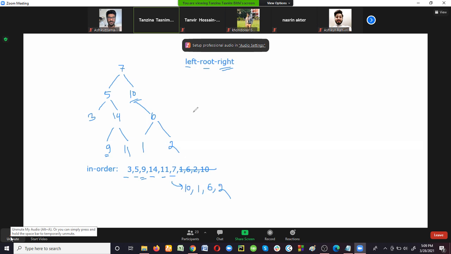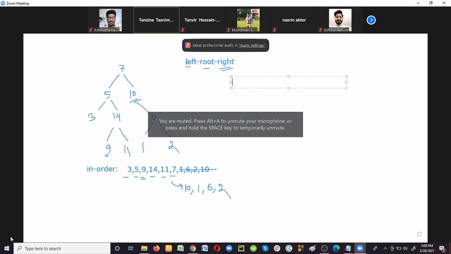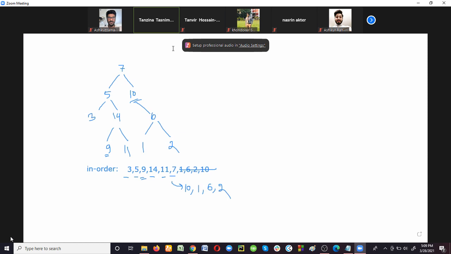So at first traverse the left subtree, then the root node, and then the right subtree. So that was in-order traversal. Now the last one, that is pre-order traversal. Sorry, post-order. So let me write the sequence here for post-order traversal.